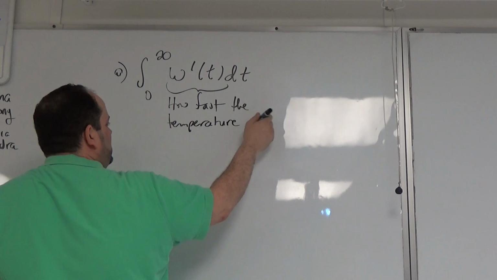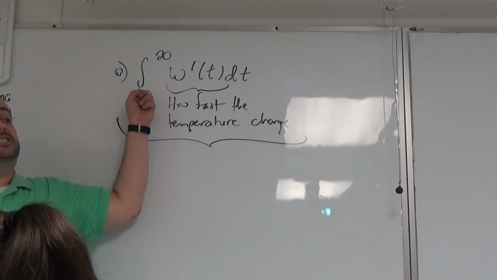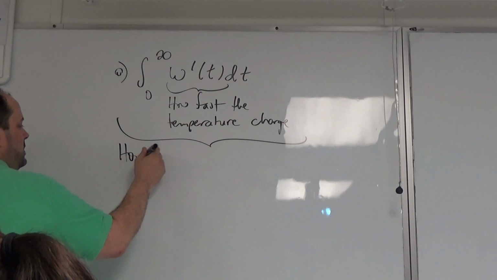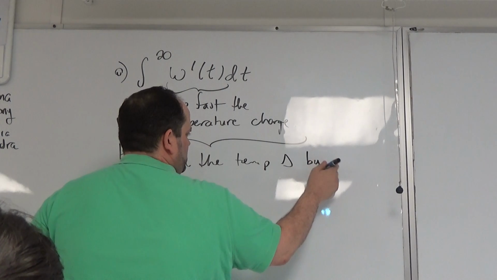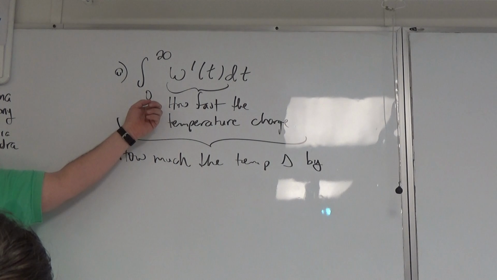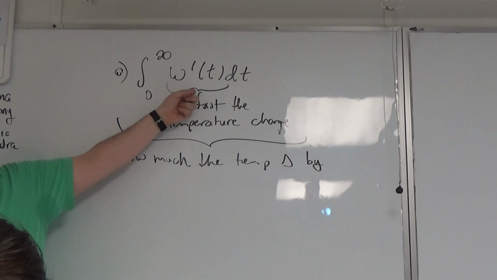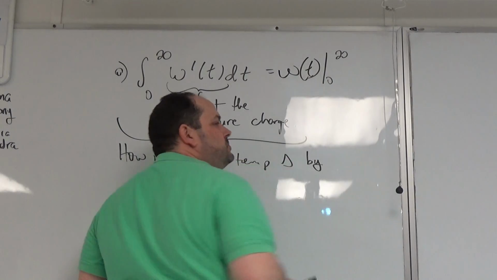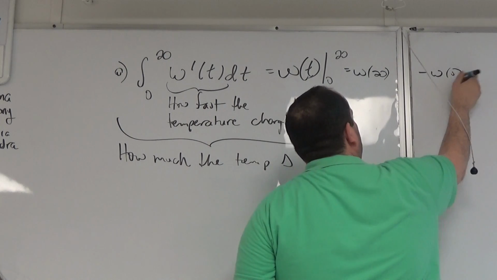Fabricio, what does that integral mean then? If W prime is how fast the temperature changes, that integral has to represent one thing. What's the one thing? How much the temperature changed by. Well, how am I going to figure that out? If you remember the fundamental theorem of calculus, I have to find the antiderivative of W prime, which everybody knows is W, and then I evaluate from 0 to 20. So it's W of 20 minus W of 0.